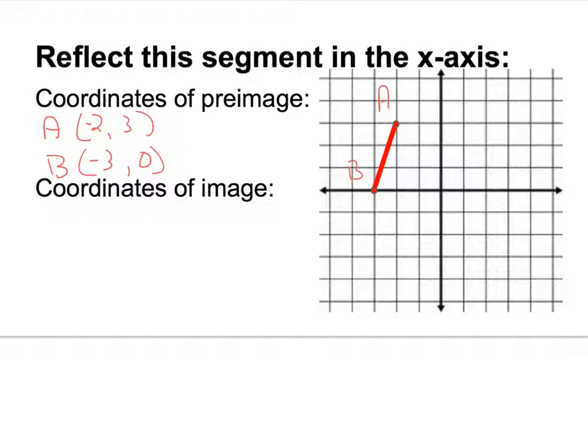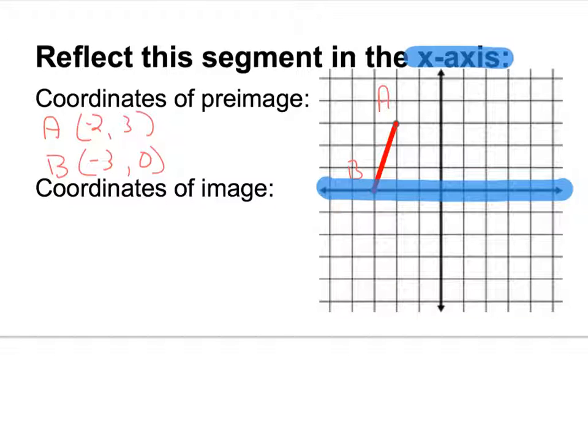So we're going to reflect once again in the x-axis. In fact, I think I want to make that blue instead. Let's make that blue like we did the last one. We're going to reflect in the x-axis. So yeah, let's go ahead and do that. So the x-axis is the horizontal axis. Go ahead and highlight that, please.